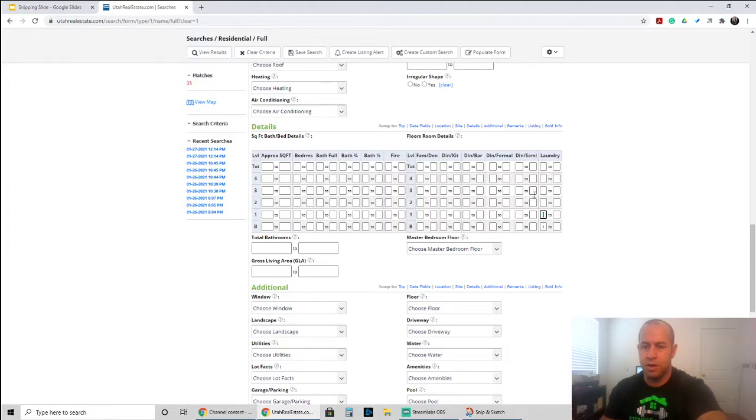Sorry, that's the wrong block. Just go up here to laundry and do 2, and in kitchen, do 2. Okay?